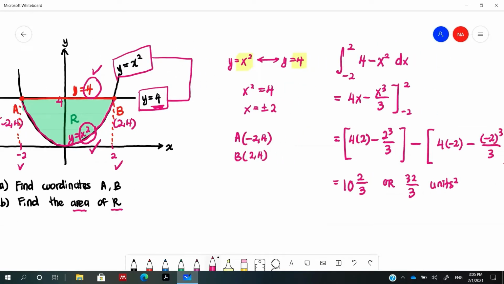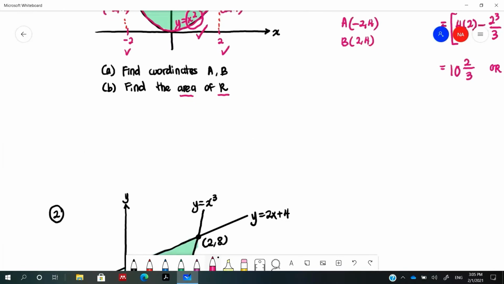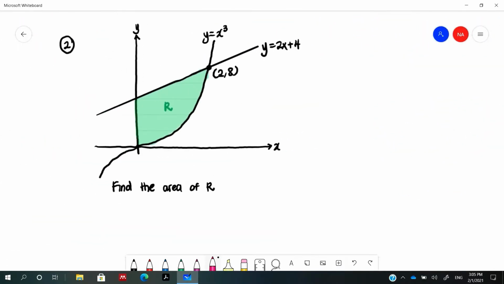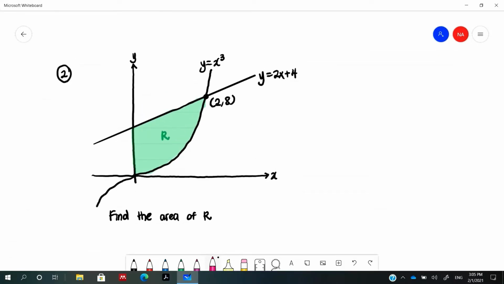That one is for the first question. Let's look at the second question. Now we have this graph. Firstly we have to know where it is bounded from, from 0 until this value which is 2 here.